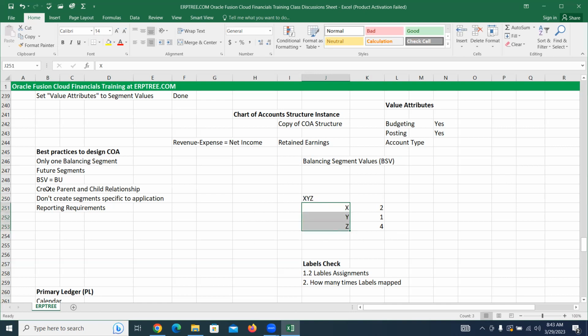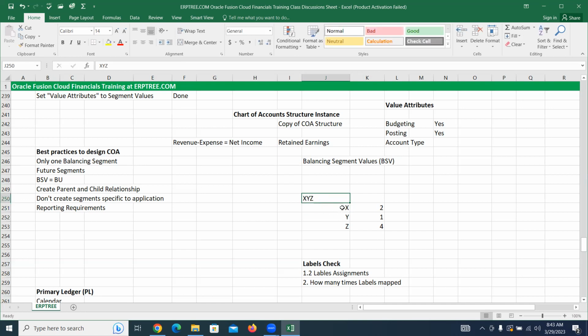Okay, now I think I'm clear. Thank you. That means XYZ will be the balancing segment value. Yes, it can be created as a balancing segment value, but we will create it as a parent. When you create a parent, you may not record transactions. But even by keeping it as a parent, if you want to record transactions, you can record. That is how it is in reality.